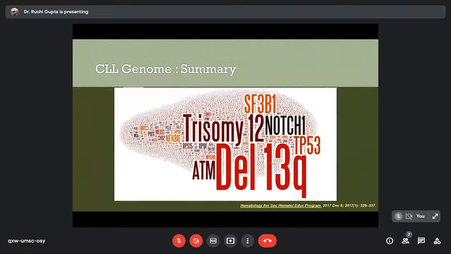This is depicting the different genes which are involved in the pathogenesis of CLL, and the font size reflects the frequency of abnormality. Deletion 13q is the most common abnormality, followed by probably trisomy 12, SF3B1, Notch1. Then 5 to 10% of patients have TP53 and ATM. And probably if we draw this word cloud on the basis of prognostic markers, then I think TP53 would find the largest font, followed by ATM, and now gradually Notch1 and SF3B1 are also found to infer a poor prognosis if they are present in a particular patient.